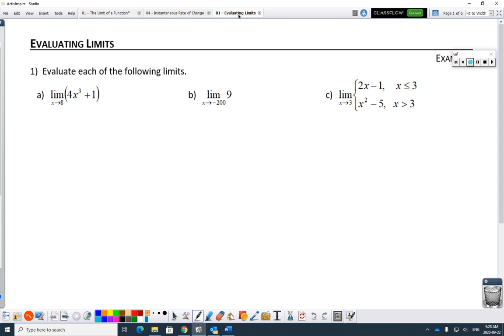Evaluate each of the following limits. This is what your homework's going to look like. This is the kind of question you're going to see on tests and so on. This is what you have to be able to do with limits. It says limit as x approaches 8 of 4x cubed plus 1. From what I've taught so far, you're like, okay, so I'm going to have to graph 4x cubed plus 1 and then look at what it does from left and from right and go through all that.